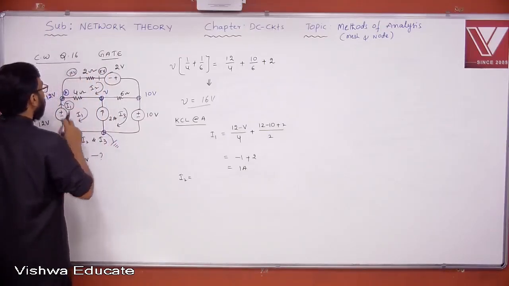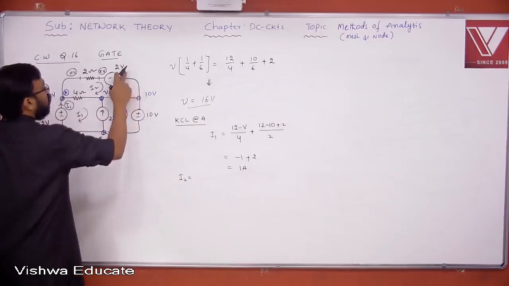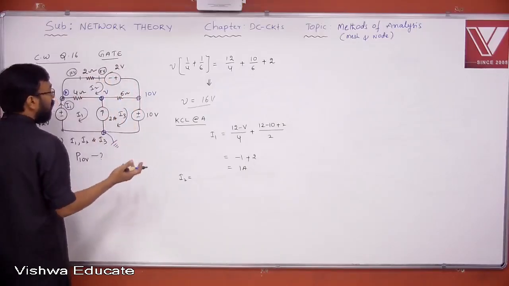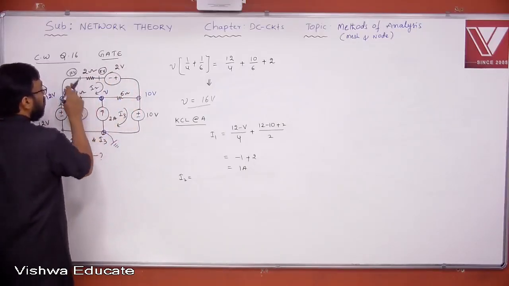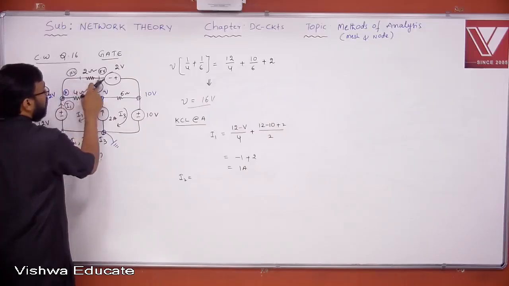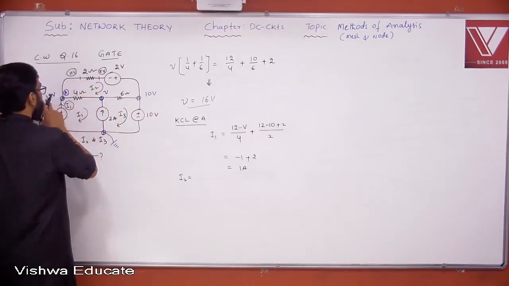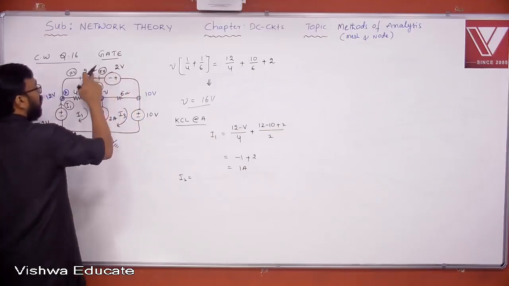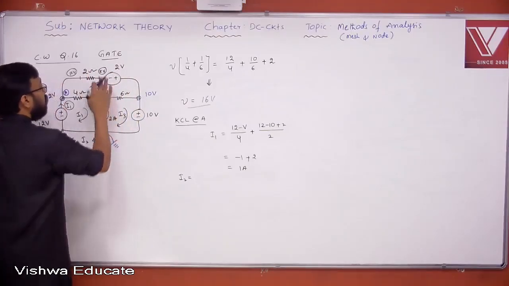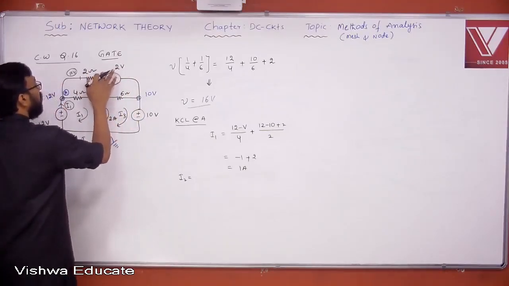Or else people call it like this: 12 minus 10 plus 2 by 2. That's nothing but the potential difference only. This is 12, this is 8. 12 minus 8 by 2. How much is it? 2 ampere. Or else 12 minus 10 plus 2 by 2 is also 2 ampere. Yes or no? So that is why I told you Ohm's law you are applying.